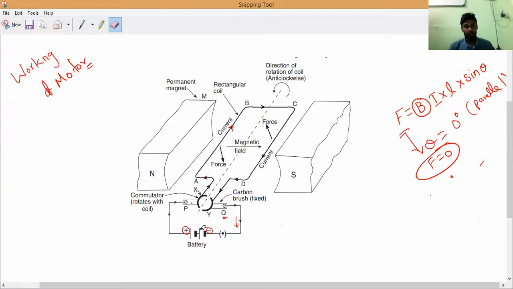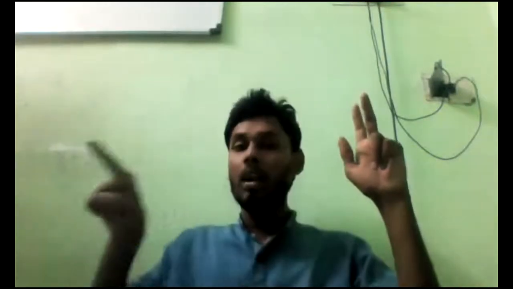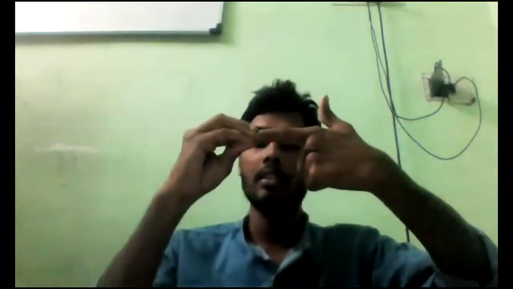Now I will keep the fingers so you can understand carefully. This is the picture you should remember. This is the finger indicating the direction of current. The magnetic field is acting from north pole to south pole, so first of all you have to keep the finger like this. This is the direction of current, and this is the direction of magnetic field. This is the first thing.